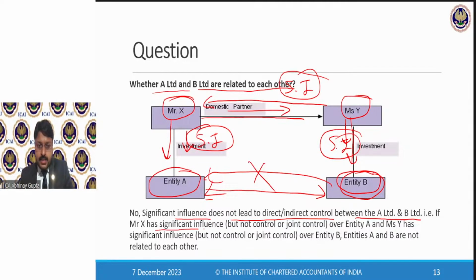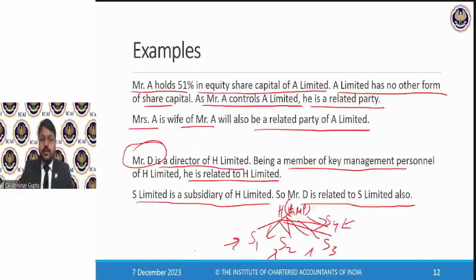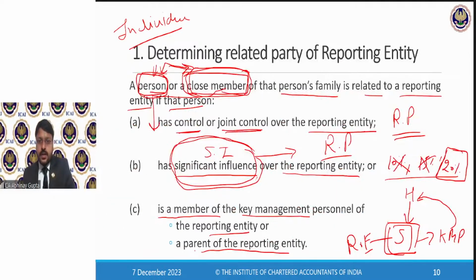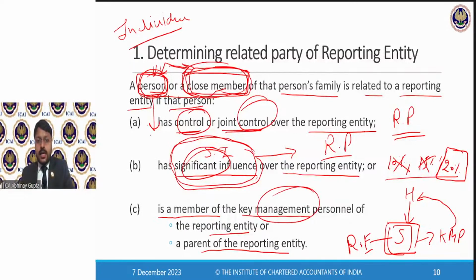If Mr. X has significant influence but not control or joint control over entity A, and Ms. Y has significant influence but not control or joint control over entity B, then entity A and entity B are not related to each other. So let's get back to the definition. A person and his close family member will be treated as a related party to the reporting entity if either they have control, or joint control, or significant influence, or they are KMP. So that person will be treated as a related party.